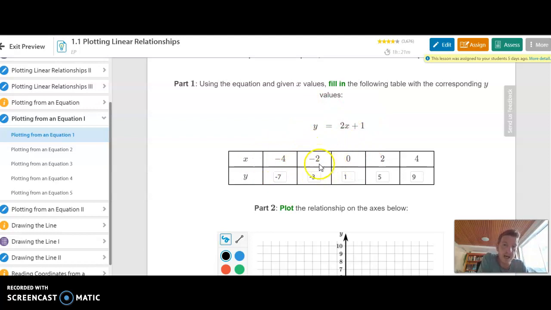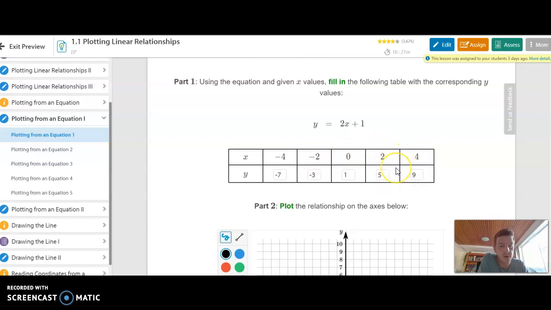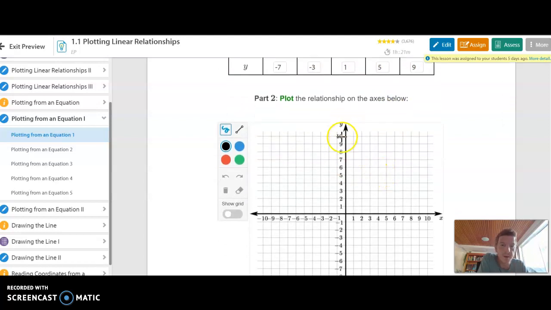Now, the table is a little bit confusing because it doesn't go up by 1 every time. It goes up by 2. So it's not as helpful. And then we can plot those points.